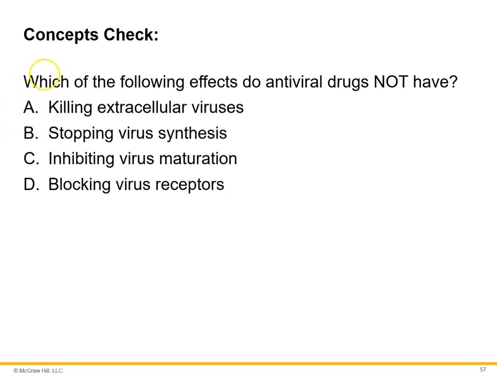So B, stopping virus synthesis or DNA replication. That's one of the steps of the virus multiplication cycle. C, maturation would be a step of the virus multiplication cycle. So drugs are developed to inhibit virus maturation. D, blocking virus receptors. We do have drugs that do that as well, and that would block viral adsorption and entry. So really the answer here is A, killing extracellular viruses.